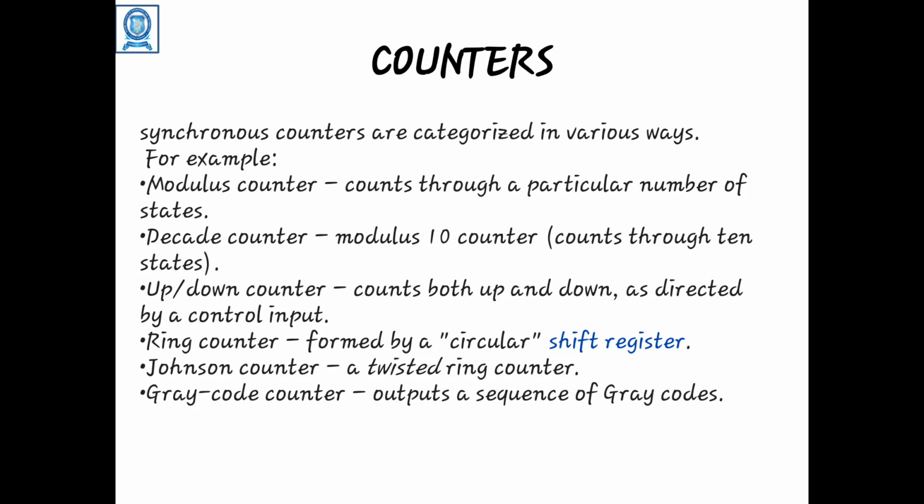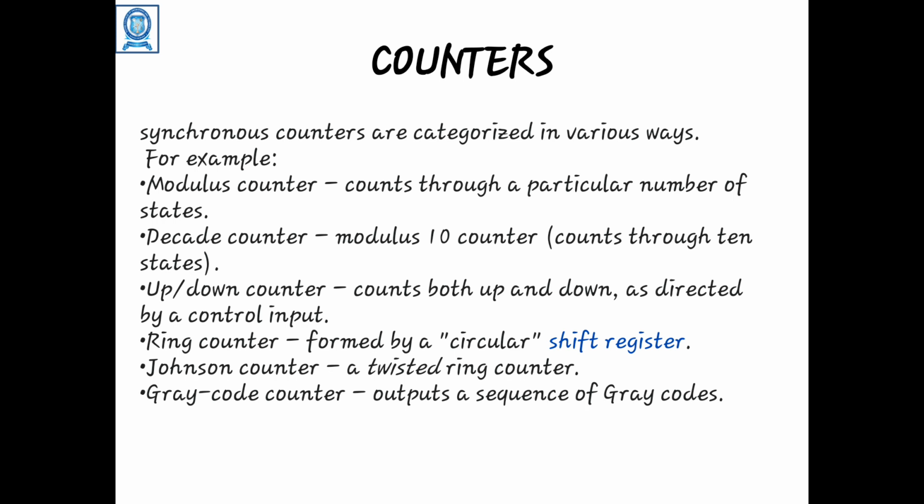Synchronous counters and asynchronous counters are the classification of counters. Synchronous counters are categorized into various types: modulus counters, decade counter, up-down counter, ring counter and Johnson counter. The first one is the modulus counter, which counts through a particular number of states. Then the decade counter. Decade means modulus 10 counter, that is, it counts through 10 states.